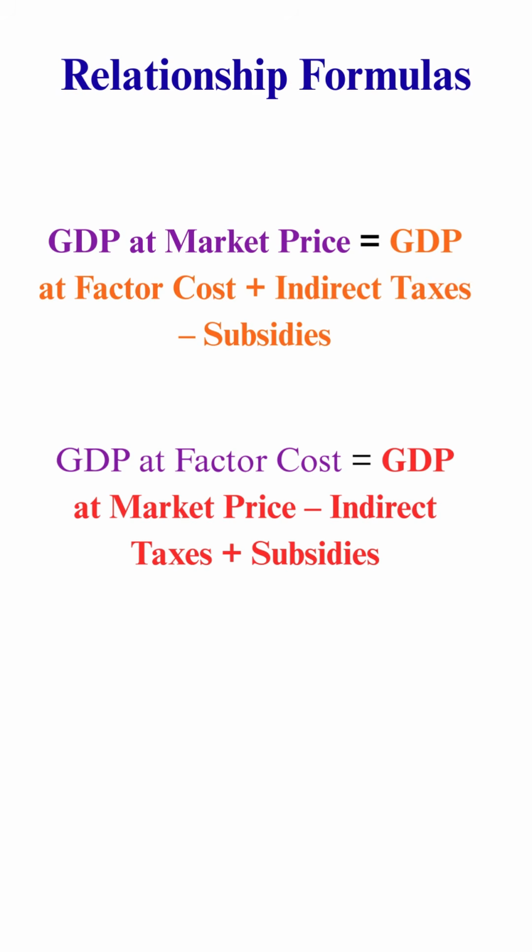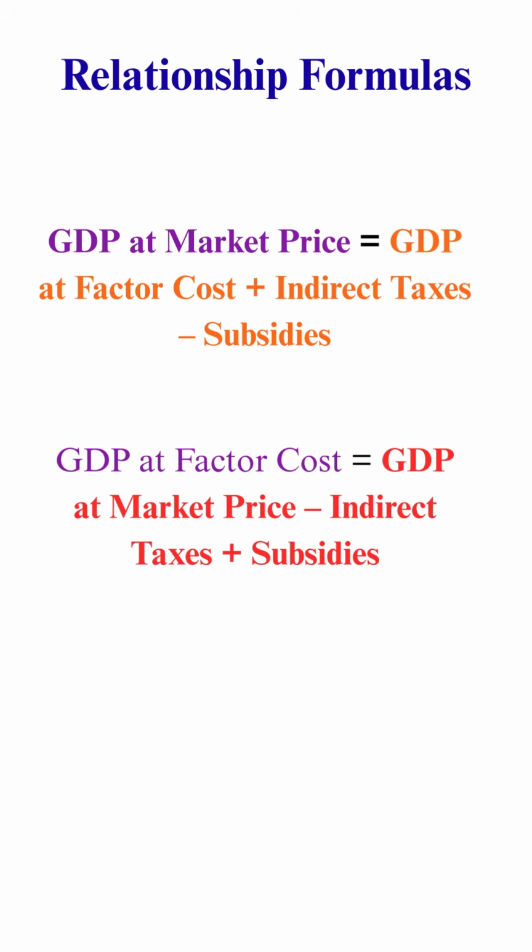Now, let's connect the two concepts. The relationship is GDP at market price equals GDP at factor price plus indirect taxes minus subsidies. Or the reverse. GDP at factor price equals GDP at market price minus indirect taxes plus subsidies. This formula shows exactly how taxes and subsidies link the buyer's view to the producer's income.